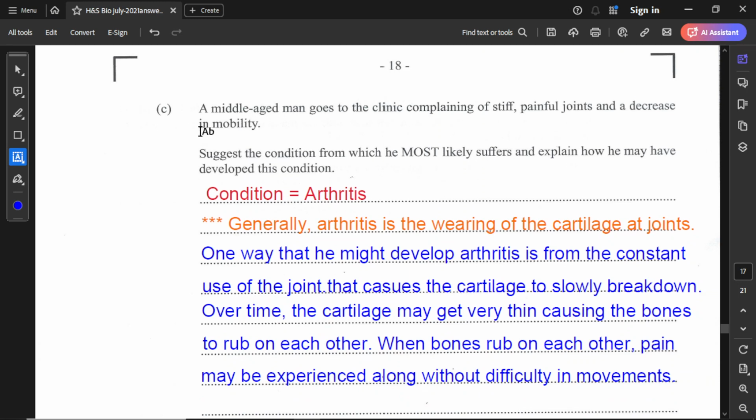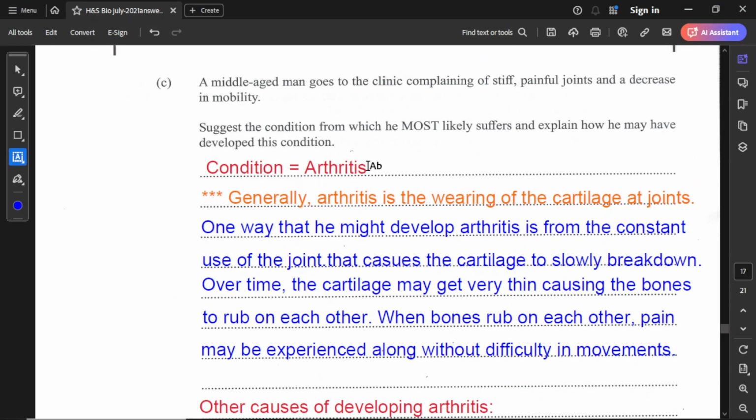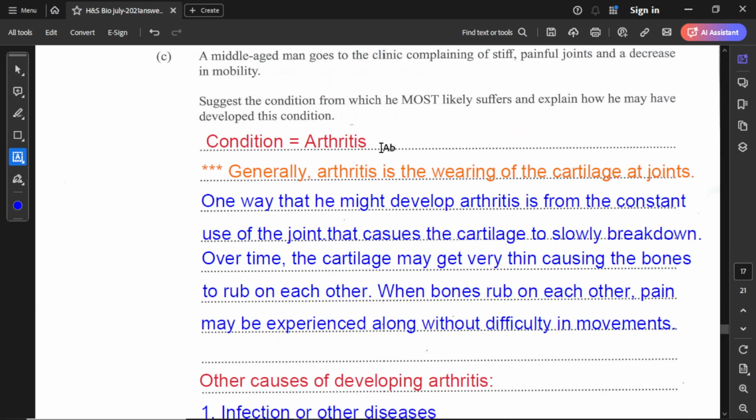Now let's go to part C right here. A middle-aged man goes to the clinic complaining of stiff, painful joints and decrease in mobility. Suggest the condition from which he most likely suffers and explain how he may have developed this condition. And so the condition is generally arthritis because, again, stiff, painful joints and decrease in mobility. And just to make a mention right here that generally speaking, not always, arthritis is the wearing of the cartilage at joints. All right, so that's the general concept of what arthritis is.